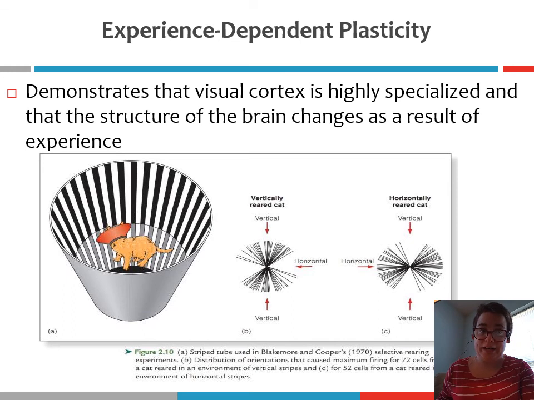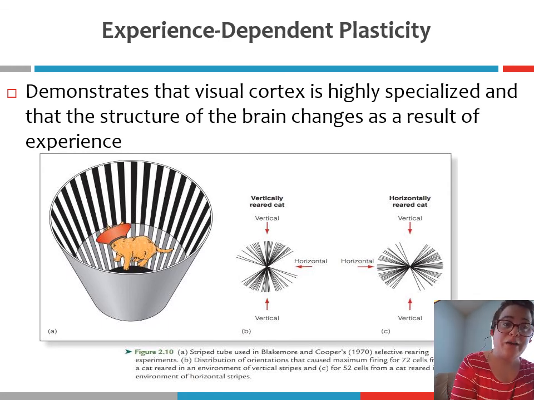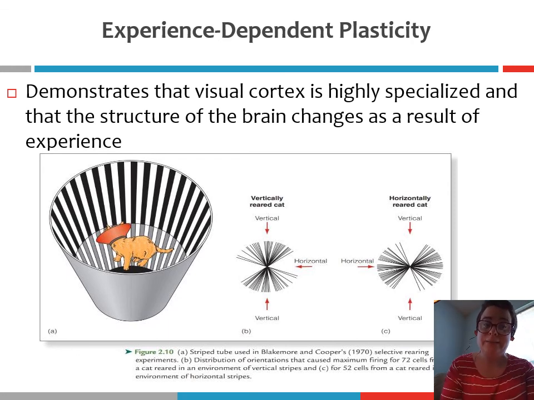So going back to this notion of experience-dependent plasticity, what this demonstrates is that we have highly specialized neurons in the visual cortex that code for very specific features of stimuli, or represent at a neural level very specific features of stimuli. But it also shows that neurons in the visual cortex are highly malleable depending upon the nature of, in this case, the cat's experience.